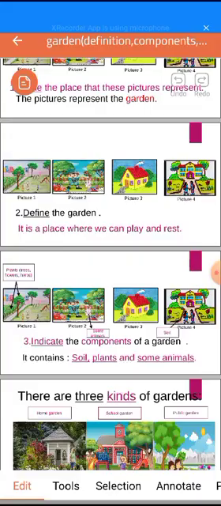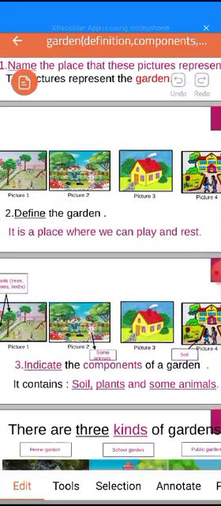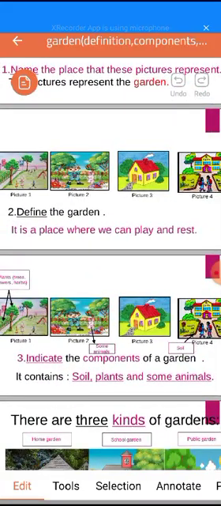Let's move to question number 2. Question 2. Define the garden. Define means what is a garden? It is a place where we can play and rest. So we go to the garden in order to play and have some rest.